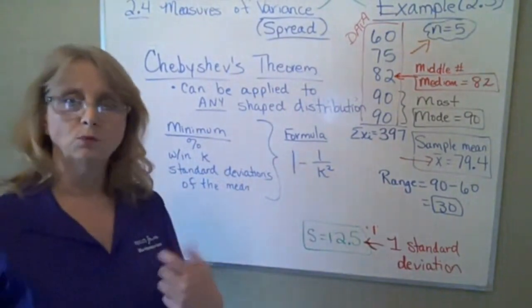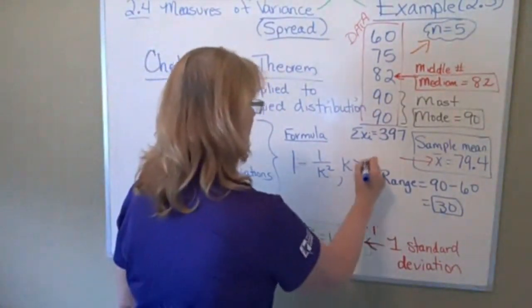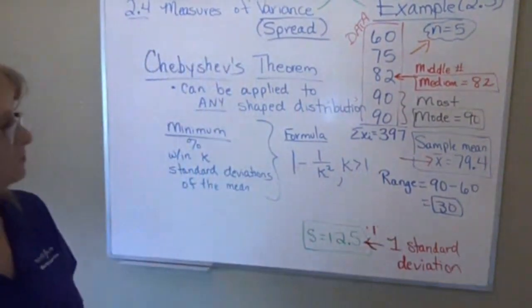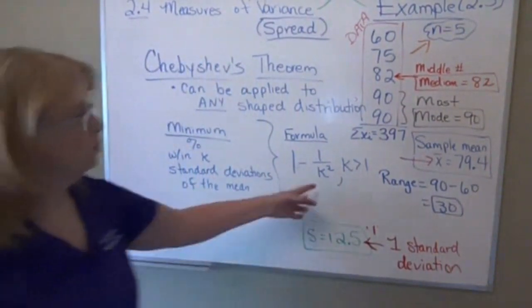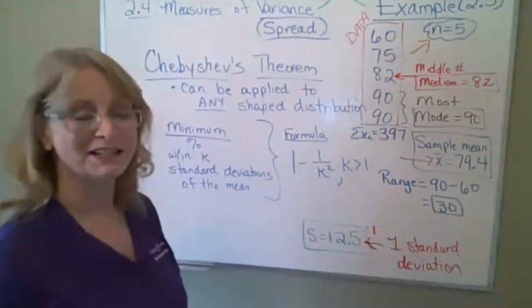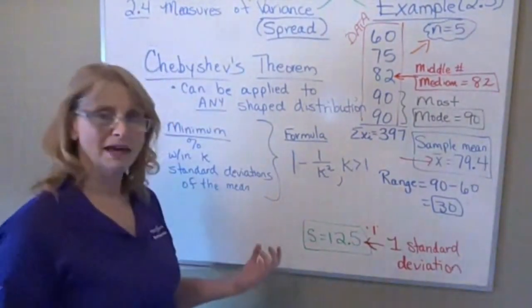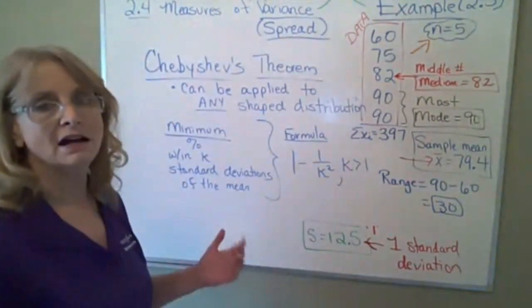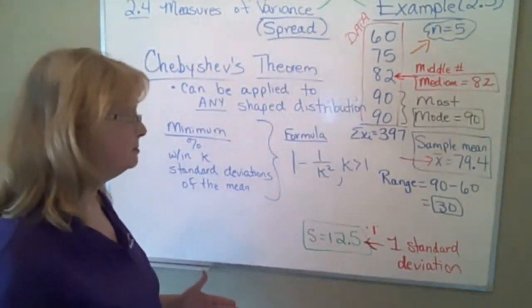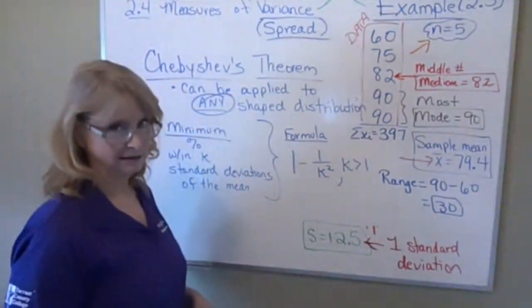K is the number of standard deviations from the mean. I believe k has to be greater than 1, because if you plug in 1, you're going to get 0 here. So at least 0% is within one standard deviation. That's true. But it will give you a minimum percentage that will be within a certain number of standard deviations of the mean for any shaped data set.